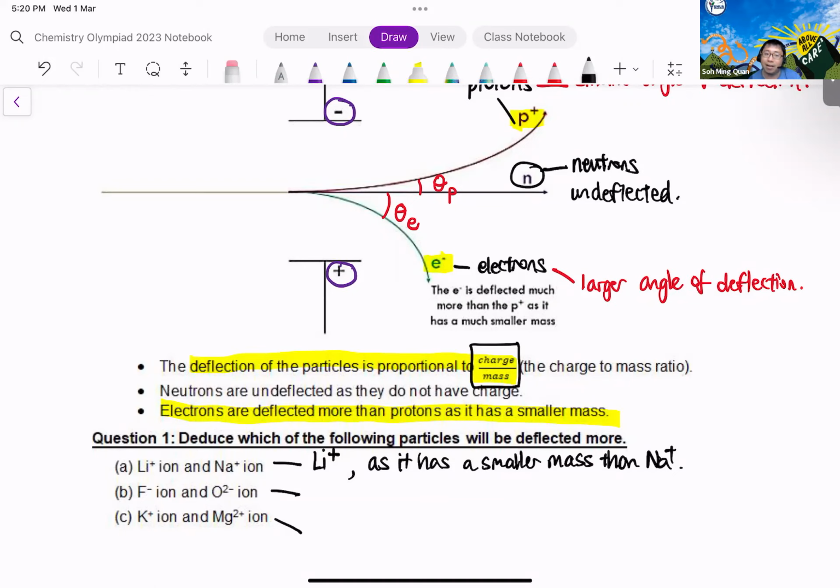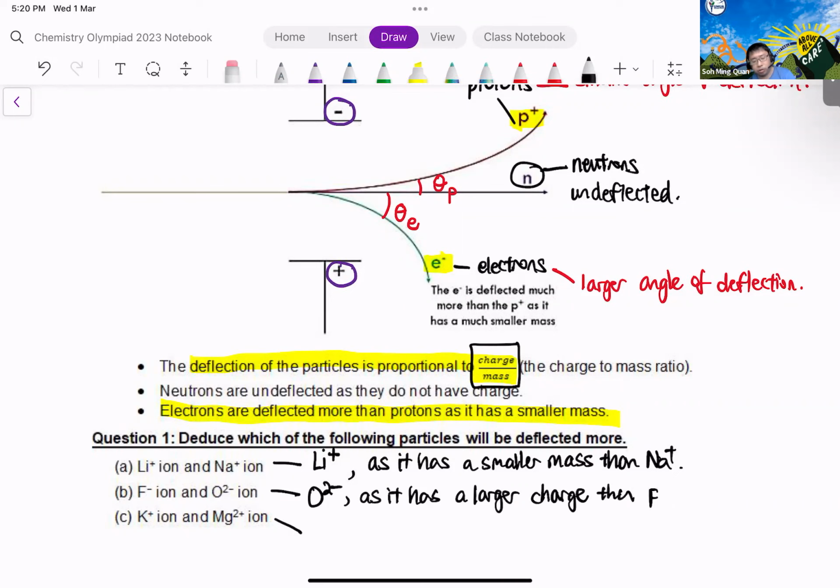So think through it. Deflection is proportional to charge over mass. So if the charge, are they the same charge now? Okay, so I see quite a few responses for O2 minus, and that's correct. Now, O2 minus is definitely deflected more, and that's because it has a larger charge.